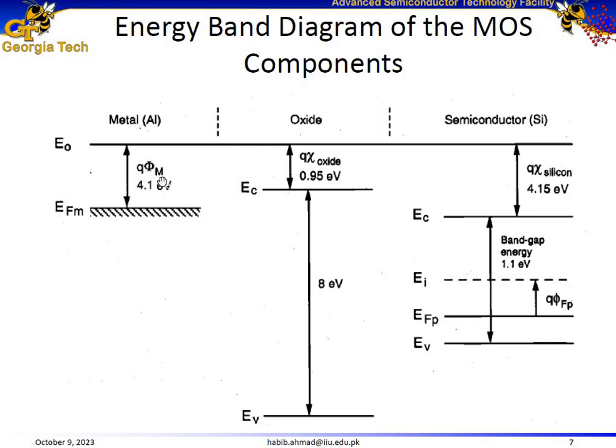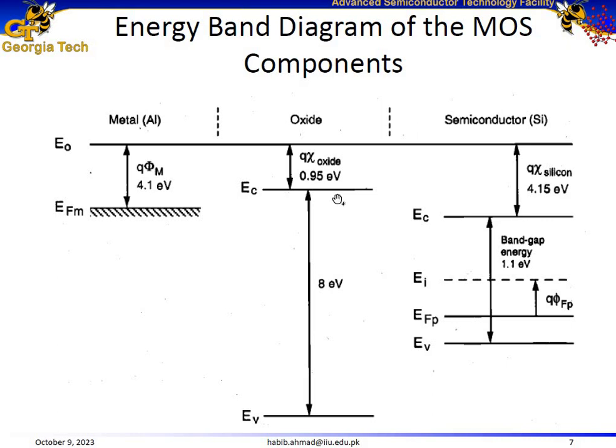We have a parameter called the metal work function. It's the energy difference between the vacuum level and the Fermi energy level, and it means the energy needed to move an electron from the Fermi energy level to the vacuum level. For aluminum, its value is 4.1, but for other metals it's going to have a different value.